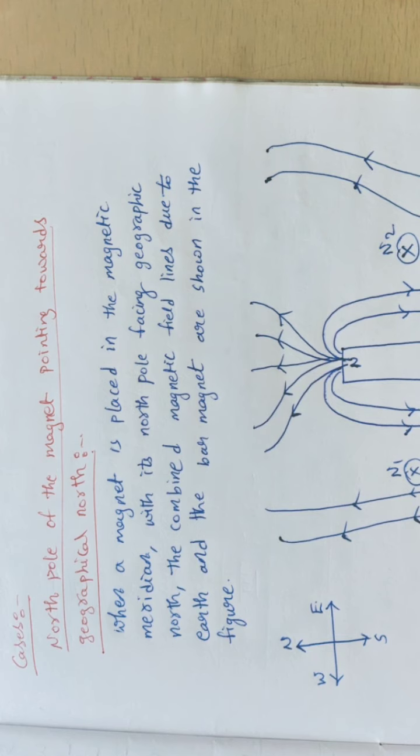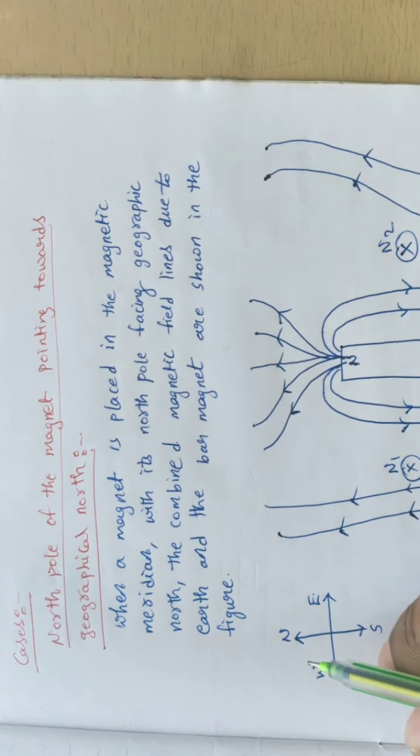See students, here when a magnet is placed in the magnetic meridian with its north pole facing geographic north, the combined magnetic field lines due to earth and bar magnet are shown in the figure like this. You know one thing students, the earth always acts as a magnet. We know very well that magnetic field lines come from south to north, but in the case of a bar magnet, magnetic field lines come from north to south. So here the condition is given like this.